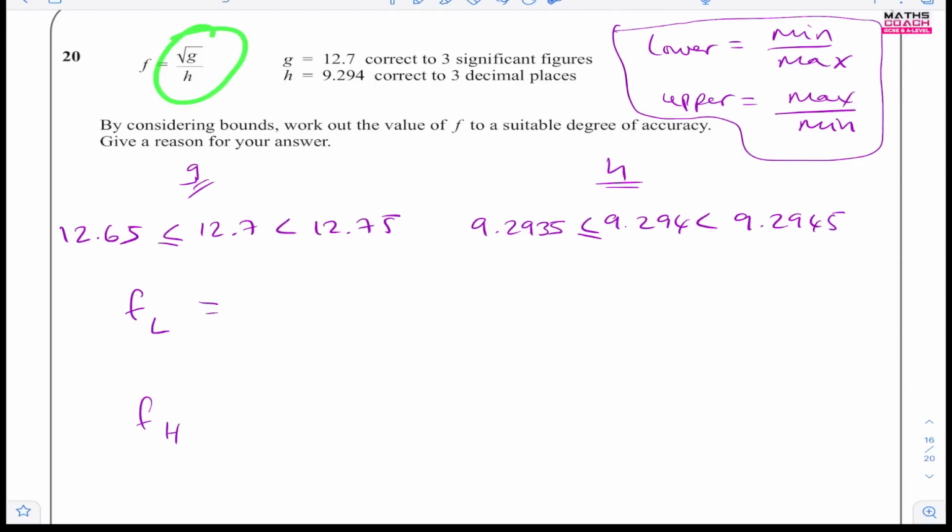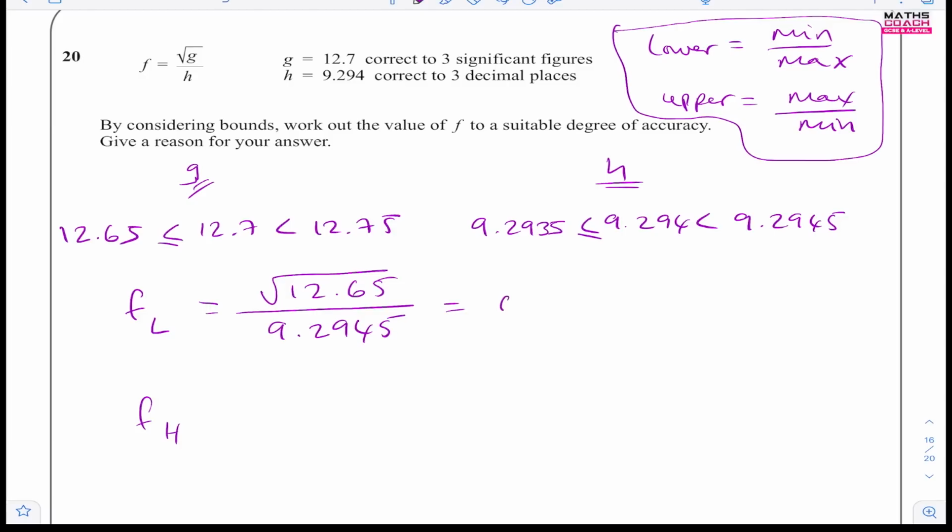So we are going to be using this, so we need to find the lower f, so we want the minimum value of our g. So the minimum value of our g is right there, divided by the maximum value for our h, and the maximum value for our h is right there. So it's going to be the square root of 12.65 divided by 9.2945. And if you work that out on your calculators, you get 0.3826654331.